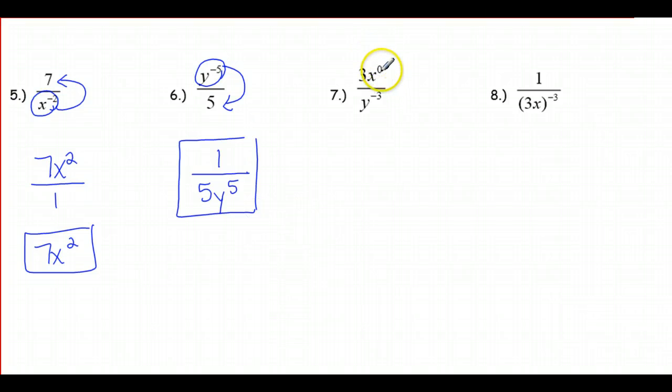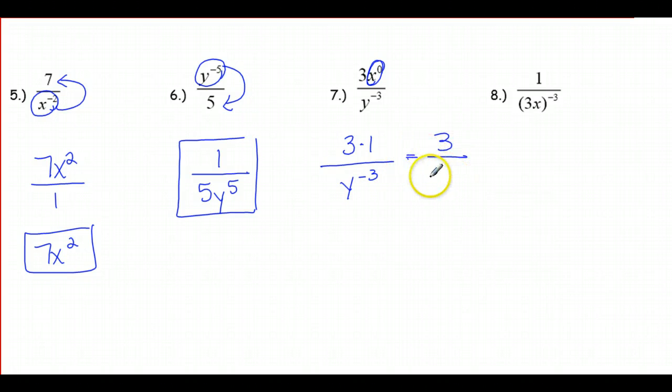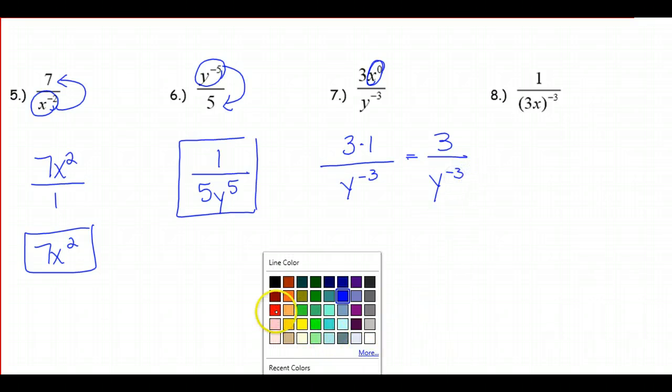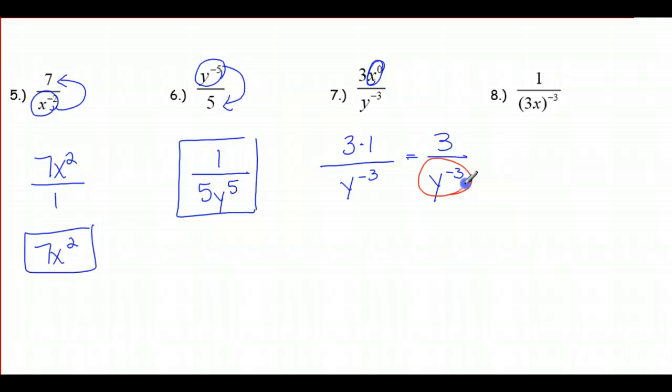Alright, and number 7. Now, be careful because this 0 exponent only applies to the x. So really what we're saying in our numerator is what's 3 times 1 over y to the negative 3rd? Well, 3 times 1 is 3, so now we have 3 over y to the negative 3rd. However, because we have that negative exponent, we're going to take y to the negative 3rd and move it to the top. So now we have 3y cubed.